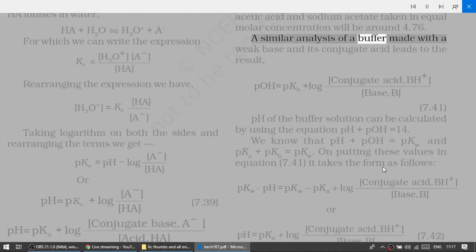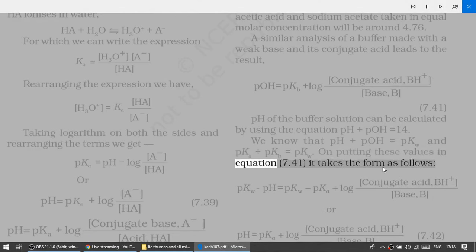A similar analysis of a buffer made with a weak base and its conjugate acid leads to the result pOH is equal to pKb plus log [conjugate acid BH+]/[base B] (7.41). The pH of the buffer solution can be calculated by using the equation pH plus pOH is equal to 14. We know that pH plus pOH is equal to pKw, and pKa plus pKb is equal to pKw.